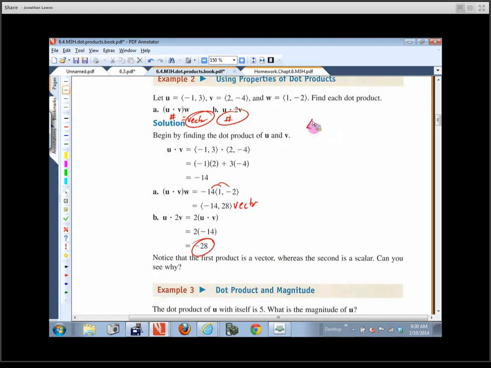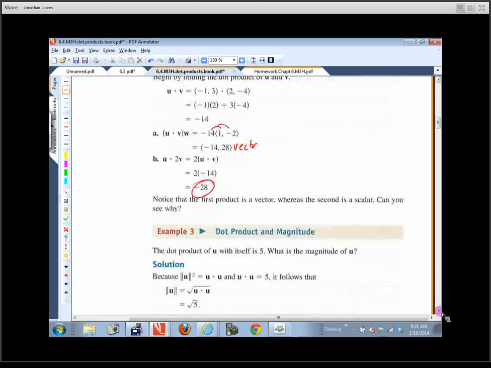Now, could I do -1, 3 and dot it with, let's see, 2 times this would be 4, -8? Could I find the dot product of that and end up with -28? I could do it that way if I wanted to. It said use the properties, and that can make it a little bit easier, but you could do it this way if you wanted to. Any questions? Sure?